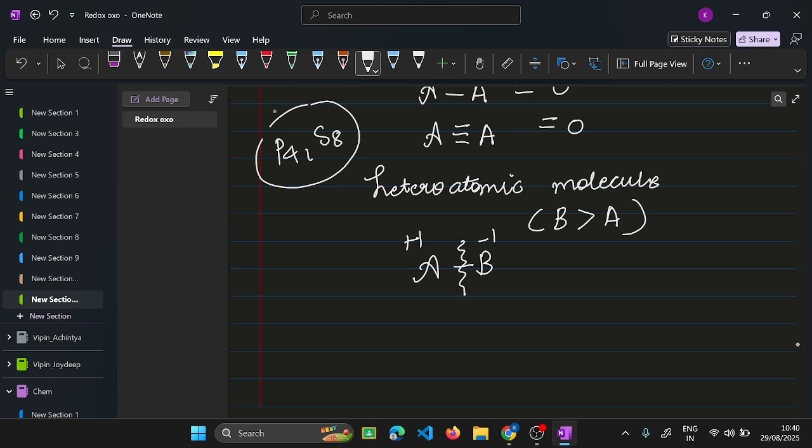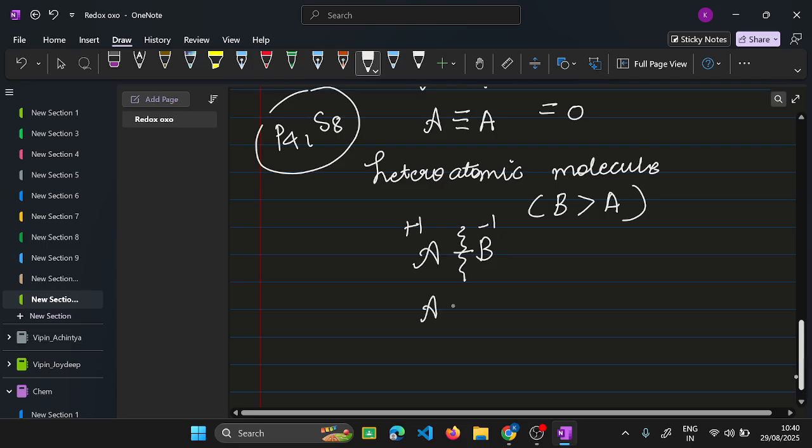In heteroatomic, there is a difference of electronegativity. How does charge arise? Charge arises due to a difference in electronegativity. If there is no difference in electronegativity, then there will be no charge, no oxidation state. And if there is a difference in electronegativity, then there will be a rise in charge. Any doubt?